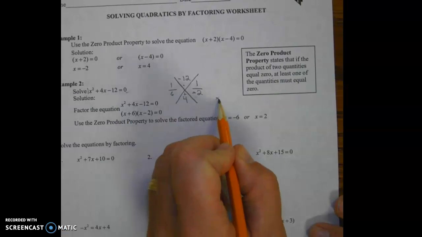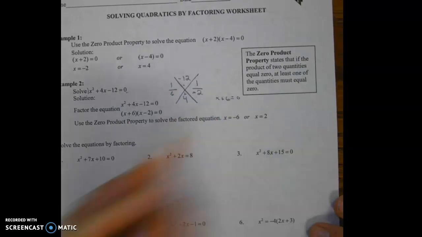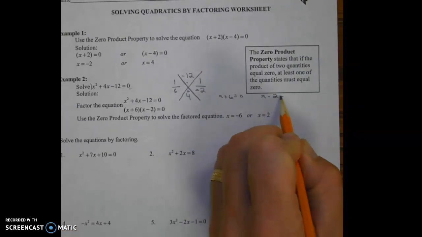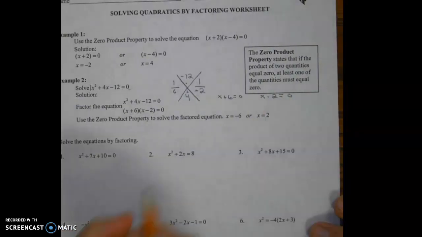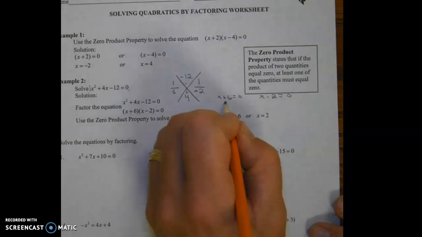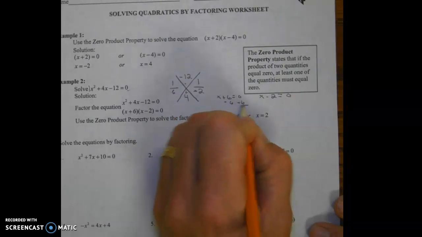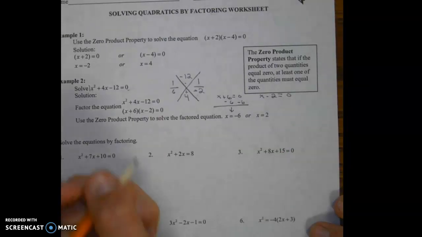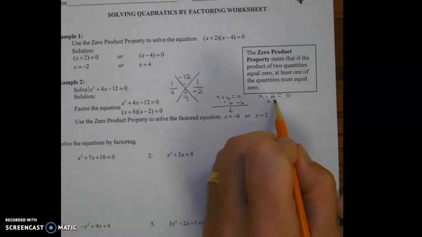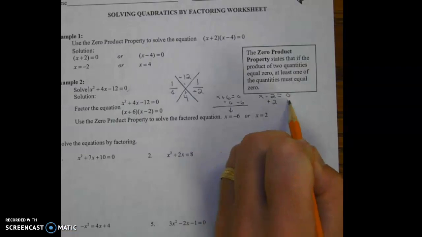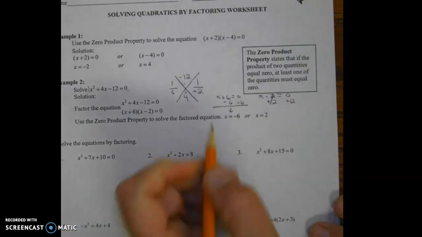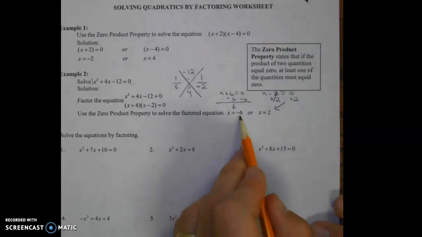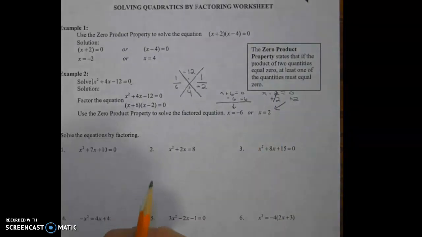So x plus 6 equals 0, and x minus 2 equals 0. And then we solve both of these equations for x. And that's how we end up with this first solution. Solve the second quantity, and that's how we end up with our second solution. So now we know what the roots are.